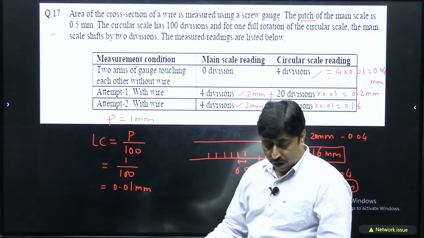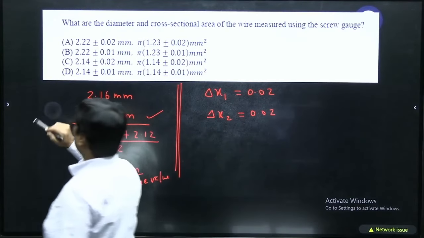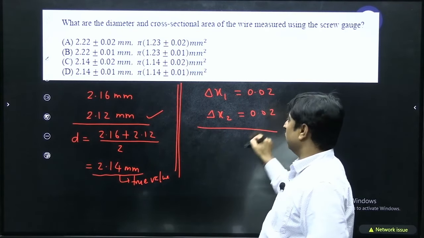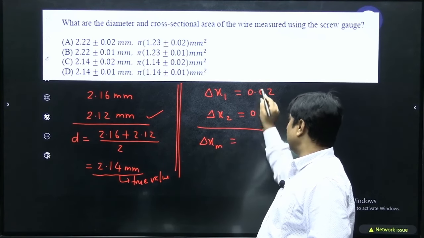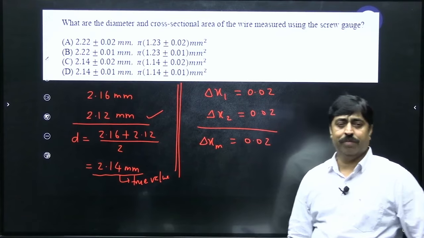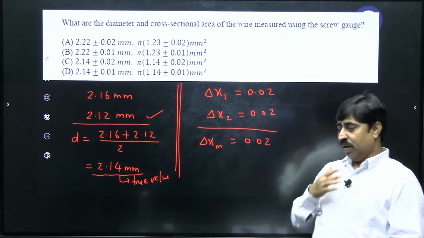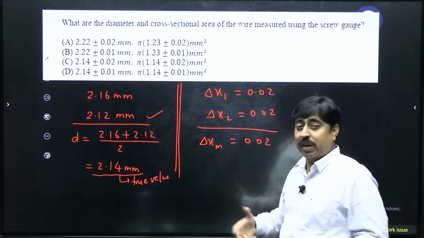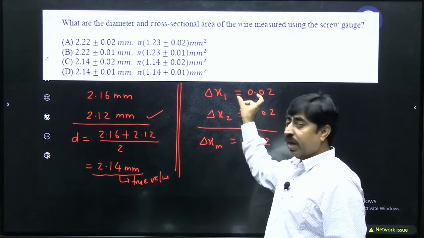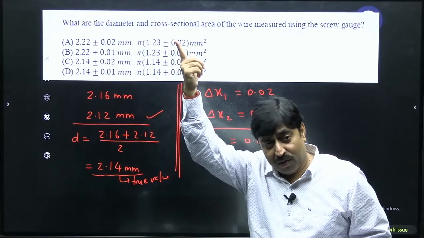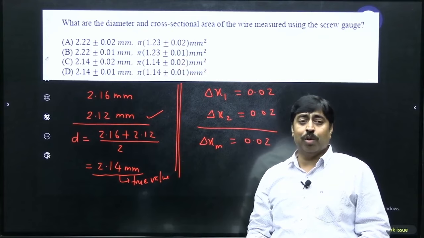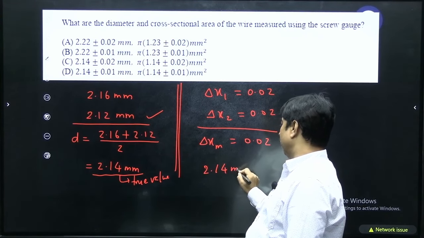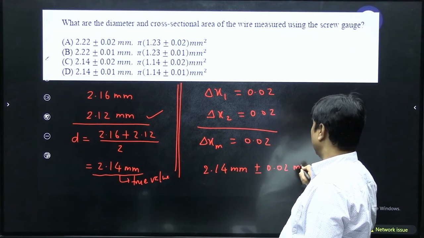Now, what is the mean of these absolute errors? Absolute error means error in a particular reading. Now, the mean of all the errors, the mean of these two, delta x mean, obviously this plus this by 2, is 0.02. So, what I would say is, according to my best judgment, this is the diameter, and according to my judgment only, this is the possible error in this. I have calculated the error in each of the individual readings and taken the mean of that. So, the error that I am telling you is also the mean of many errors. So, finally, I will report my answer as 2.14 mm plus minus 0.02 mm.